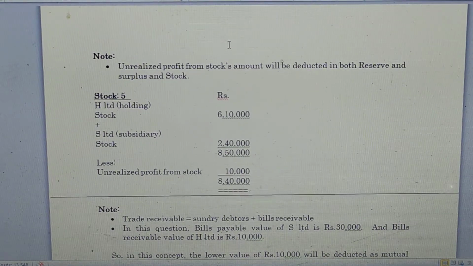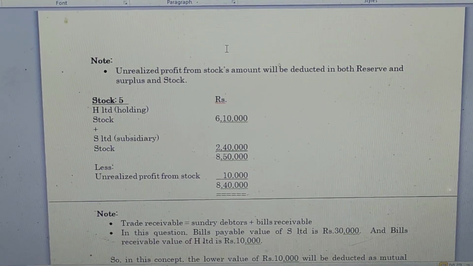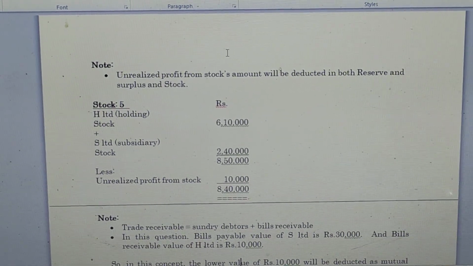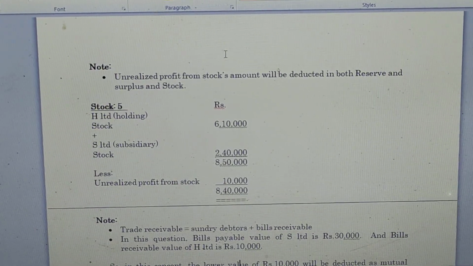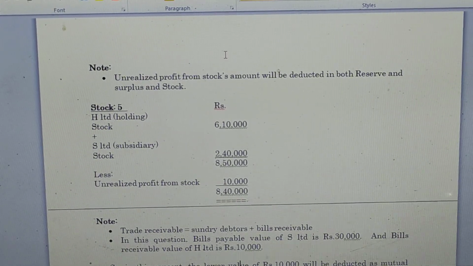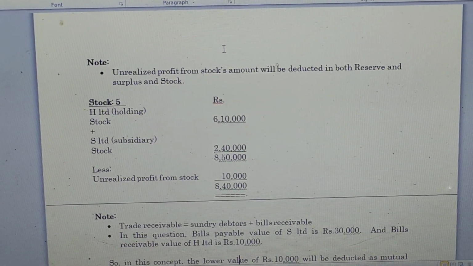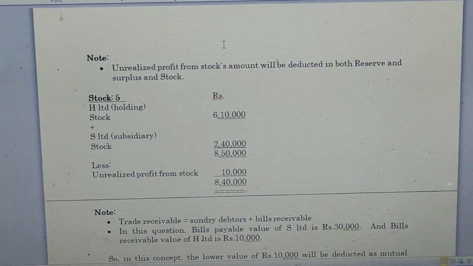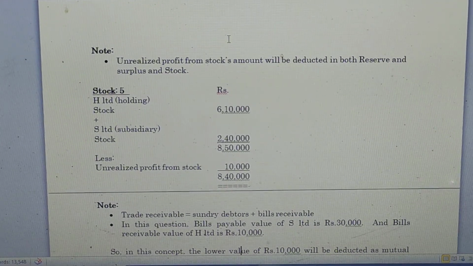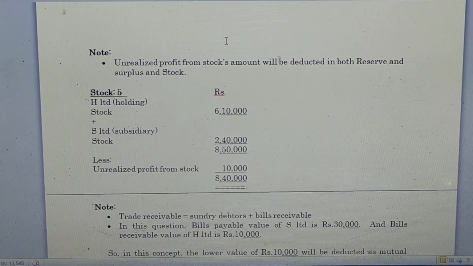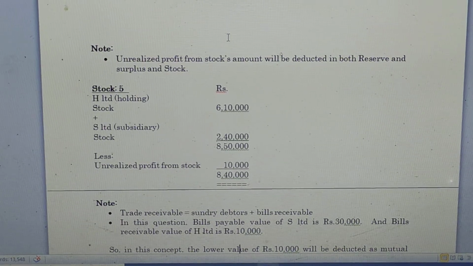So unrealized profit from stocks amount will be deducted in both reserve and surplus and stock. So under the stock, H Limited holding stock value is 6,10,000 plus S Limited subsidiary, the stock value is 2,40,000. We have to add this amount, we get 8,50,000. Then less unrealized profit from stock, the amount is rupees 10,000, will be less with the above amount. So 8,50,000 minus 10,000, we get 8,40,000 as the total stock value.